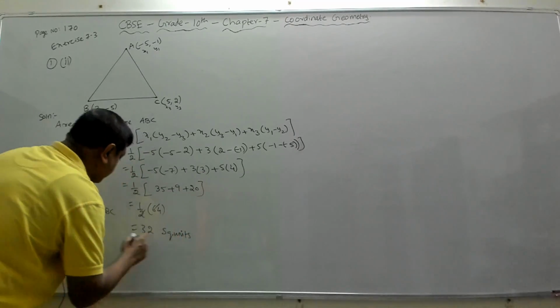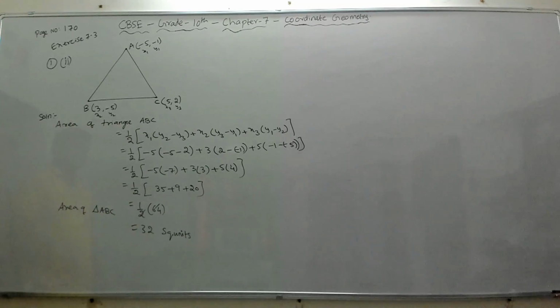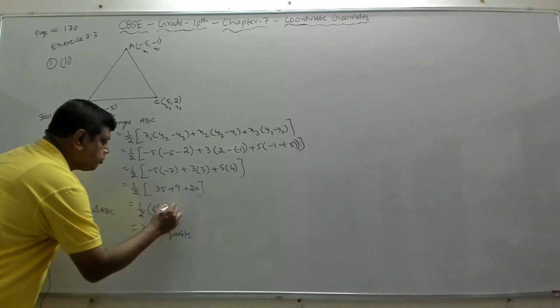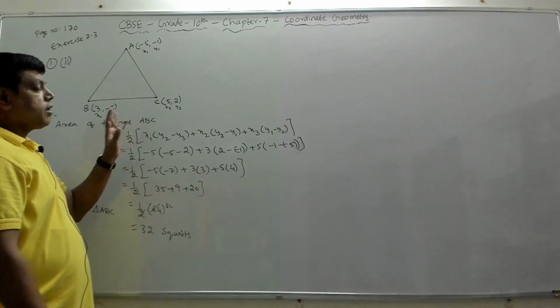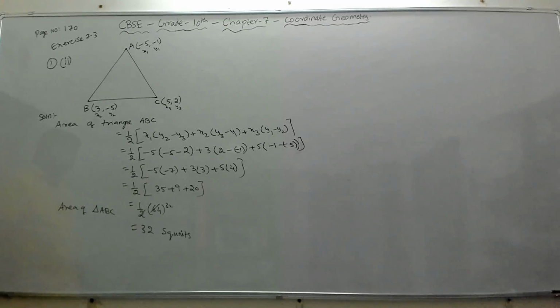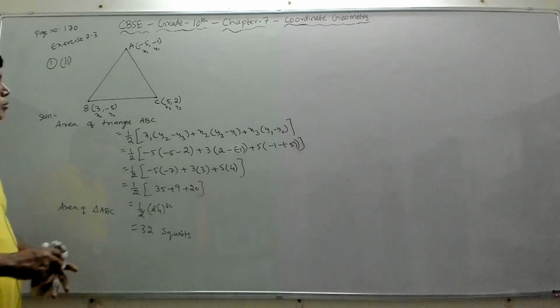That is, the area of the triangle ABC is 32 square units. So if you cancel through, 64 by 2 gives 32. So the answer is 32 square units. That is the area of the triangle ABC. Fine. So all of you can pause the video and take the notes.